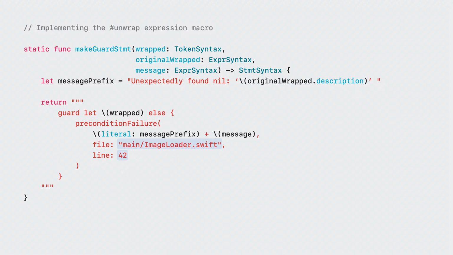The last thing to deal with are the file and line numbers. These are a little tricky, because the compiler doesn't tell the macro the source location it's expanding into. However, the macro expansion context has an API you can use to generate special syntax nodes that the compiler will turn into literals with source location info. So let's see how that's done.